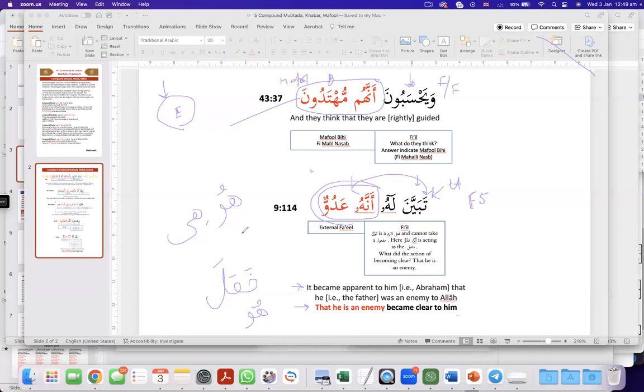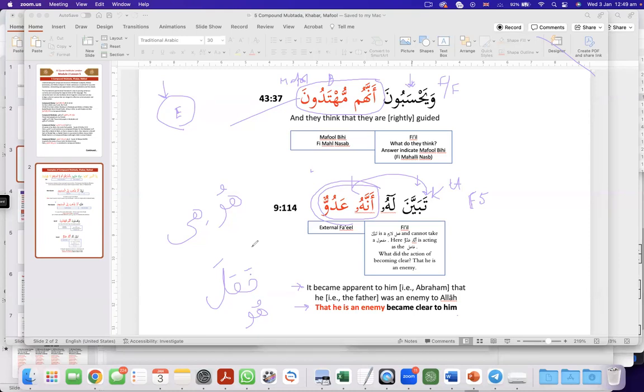External file means, what do you call it? The outside one, marfu state. So we can say he is the enemy became clear to him. That he is an enemy became clear to him. Yeah. External file.